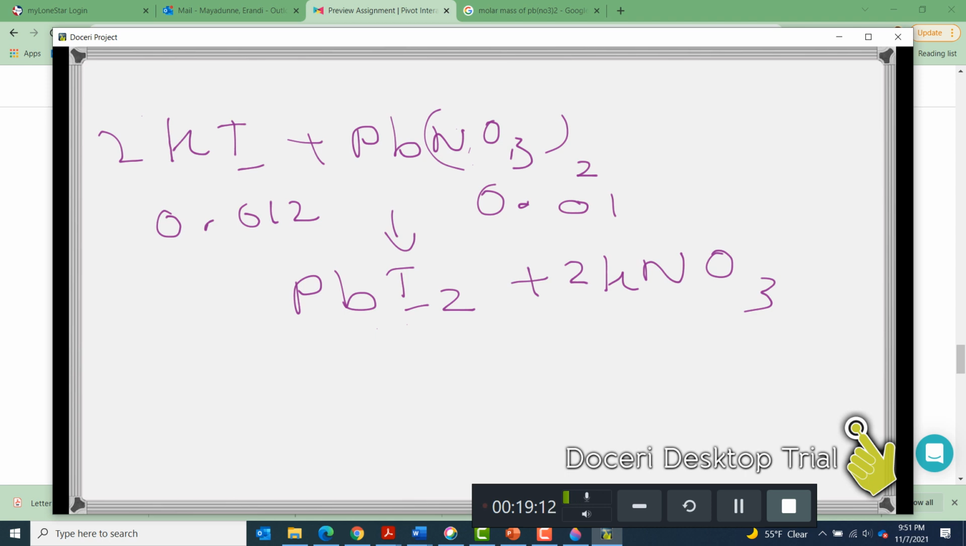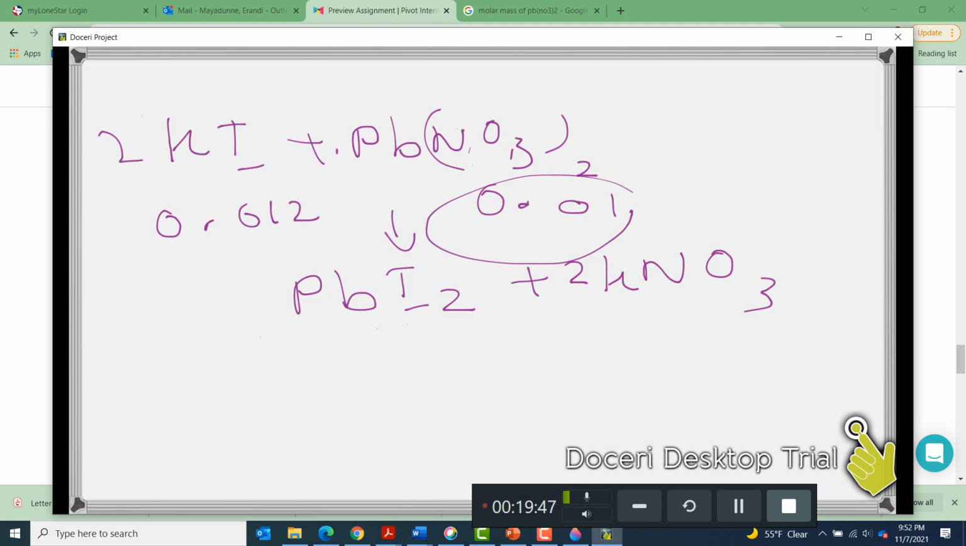1 to 1. In the reaction, the stoichiometry is important. What is stoichiometry? The number you get when you balance a reaction, the number present in front of each reactant. So lead nitrate is 1, so the lead iodide is also 1. In that way, the number of moles of lead nitrate at the given time of the reaction will be equal to the number of moles of lead iodide. So here we have 0.01 moles, the same as we produce, 0.01 mole of lead iodide.